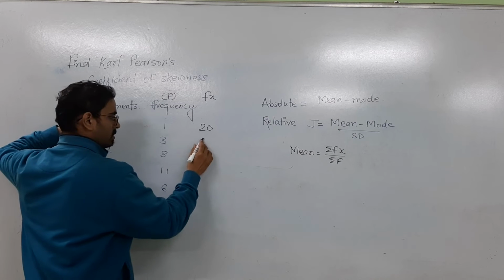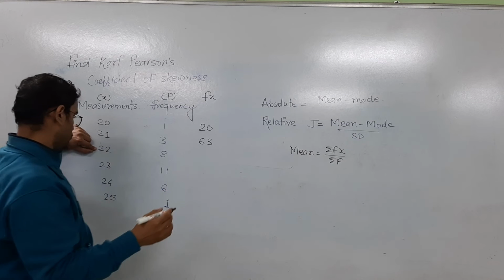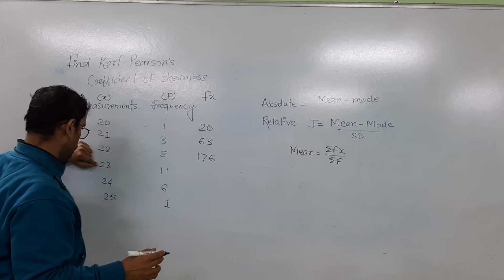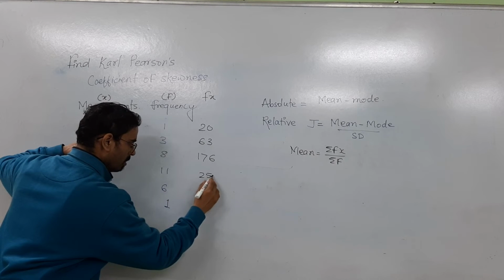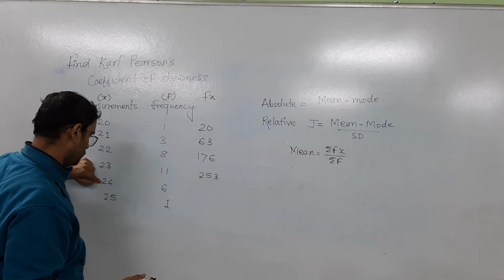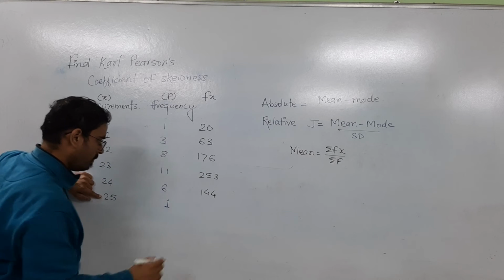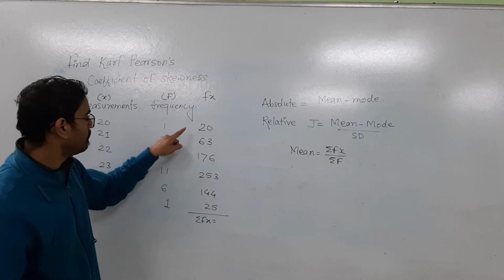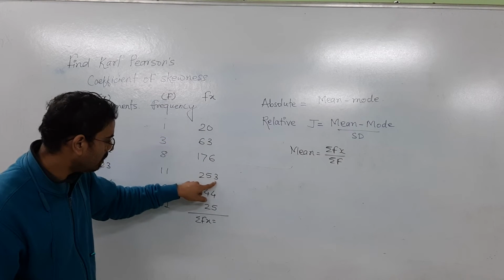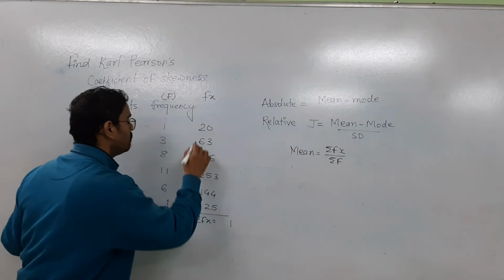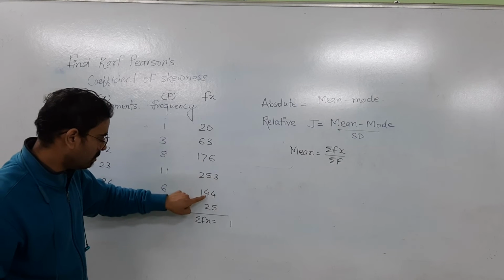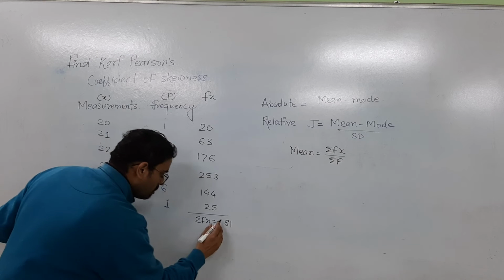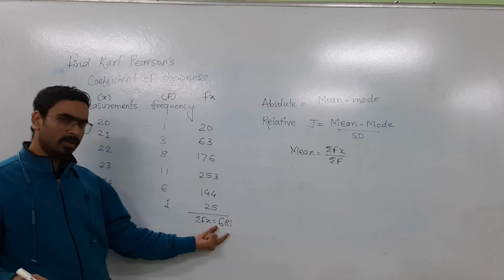20 into 1, that will be 20. 21 into 3, 63. 22 into 8, how much? 176. 23 into 11, find it out. 253. 24 into 6, 144. 25 into 1, 25. Just sum up. Summation fx is what? 681.